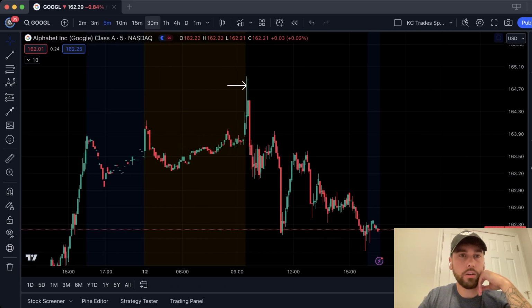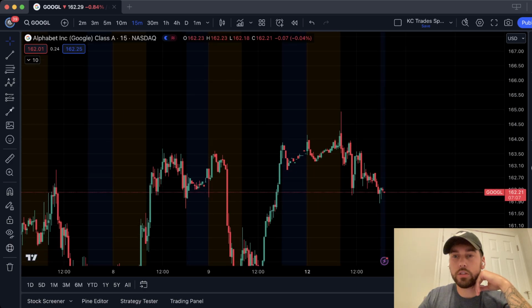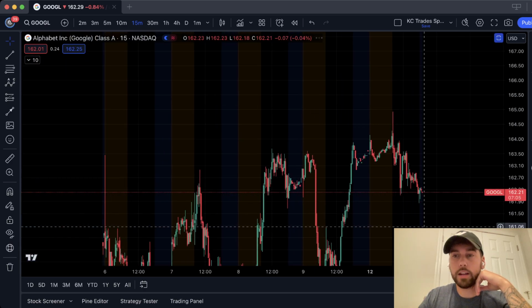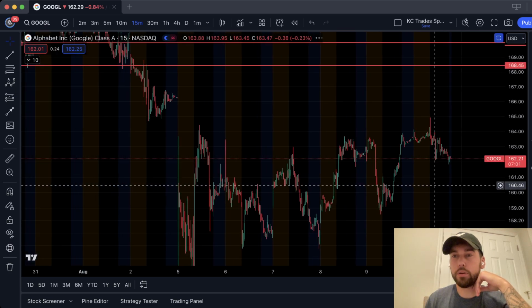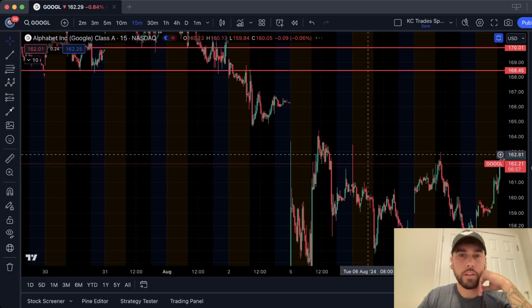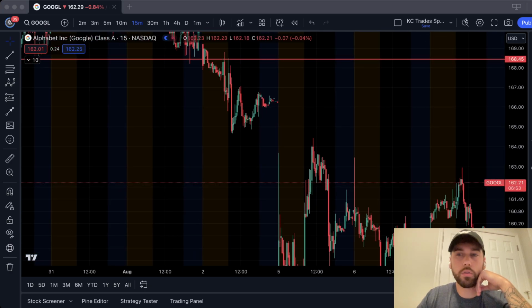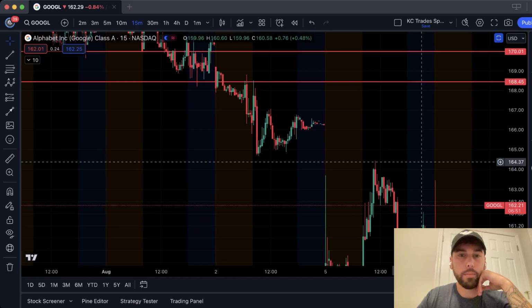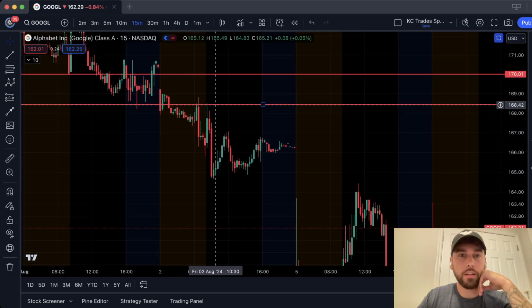So if we go back here, let's just do a 15-minute chart. If you guys haven't checked the previous thread that I posted on how I find these areas, I'll put it in the post here. So I say this is one of the things. It's the easiest thing to do. It's support and resistance. So here on Google, back here on Friday, August 2nd, you see how I marked the high right here?